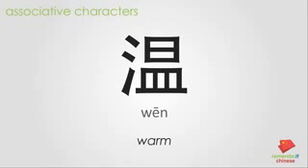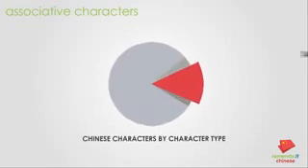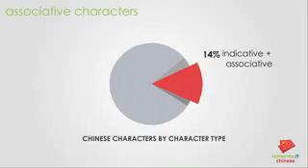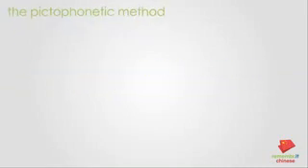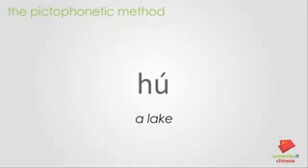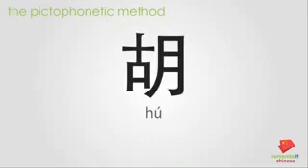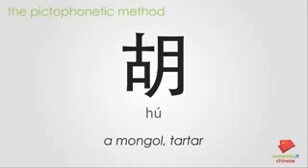As inventive as this method can be, it still only covers about 14% of modern Chinese characters. The great breakthrough in the evolution of Chinese characters came with what is known as the pictophonetic method. Let's say we want to create a character for the word 湖 meaning a lake. We start off by taking an existing character that has the same sound, in this case the character 胡 meaning Mongol or Tartar, two of the northern tribes of China.